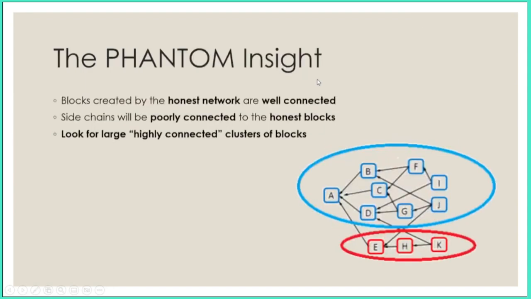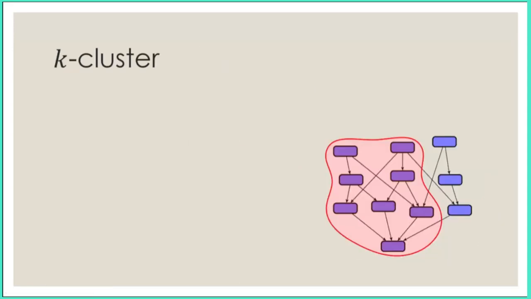And so I said well connected, and the mathematical notion we use for measuring connectedness is what we call a K cluster. And this K is very important. It's going to be with us for the rest of the lecture, up until DAGKnight. You can say the great thing about DAGKnight is that it allows us to not need this K anymore.